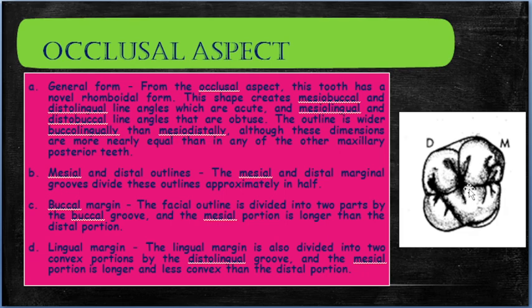Now the mesial and distal outlines are basically divided by grooves into halves. As we can see, these grooves are dividing the mesial and distal portion into two halves. Similarly, the buccal margin is also divided into two halves by the buccal groove, and the lingual outline is also divided into two different proportions of parts because of this oblique groove which is there.